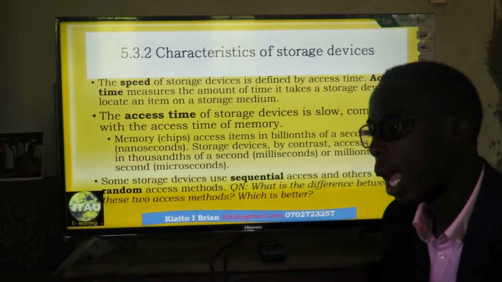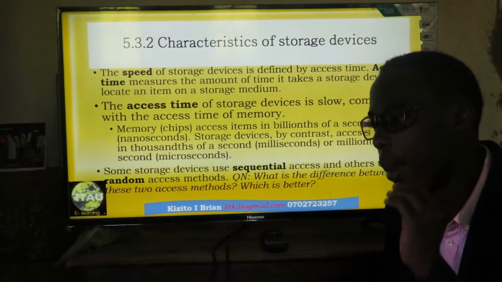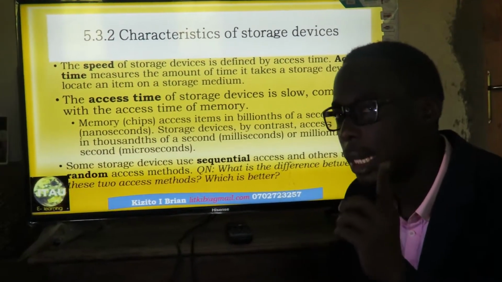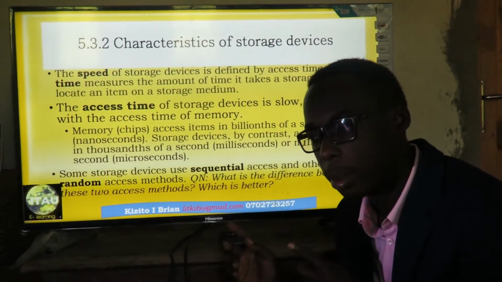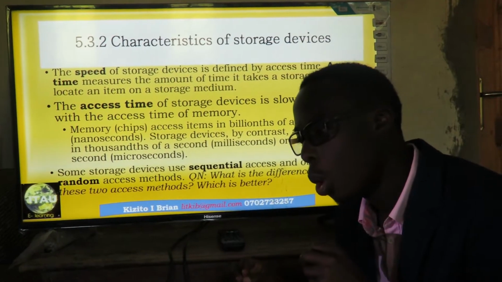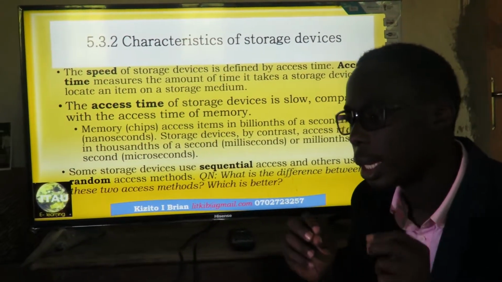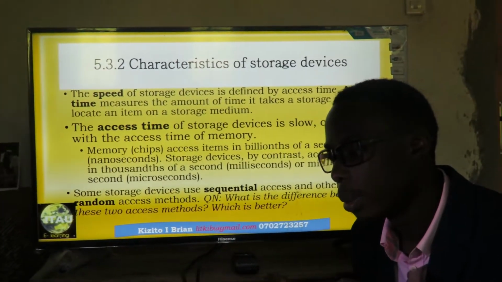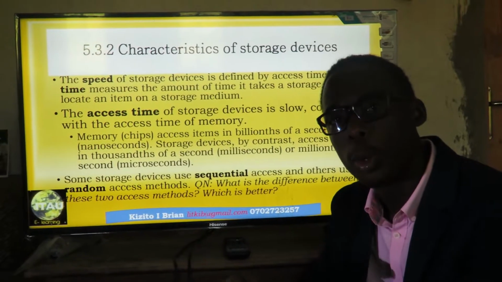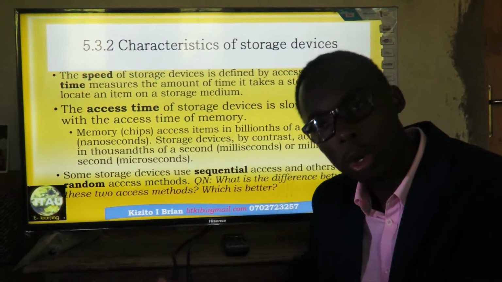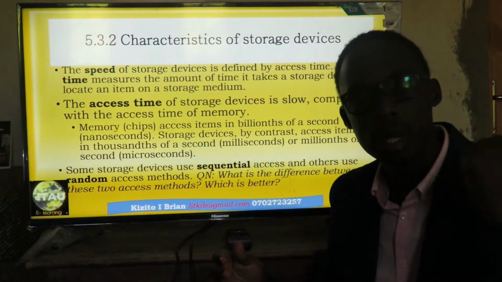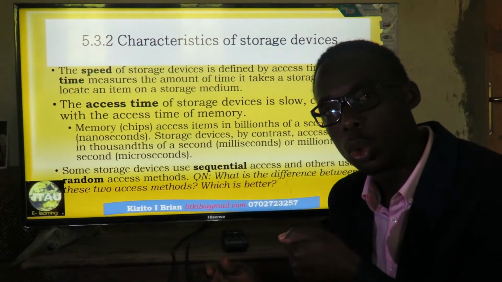Access time. Access time is the measure of the amount of time it takes for a storage device to locate an item on a storage medium. The access time of a storage device is high compared with the access time of memory. Why? Memory is already in the computer. Therefore, the CPU will easily access the memory that is close to it than accessing the device that is being installed onto the computer.